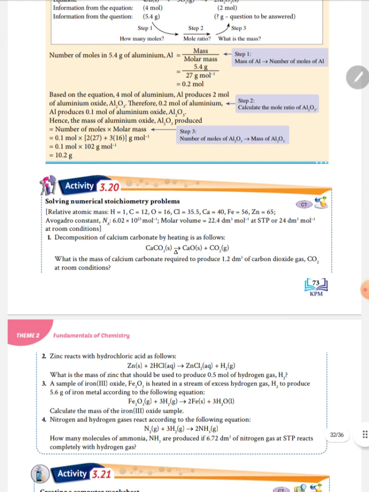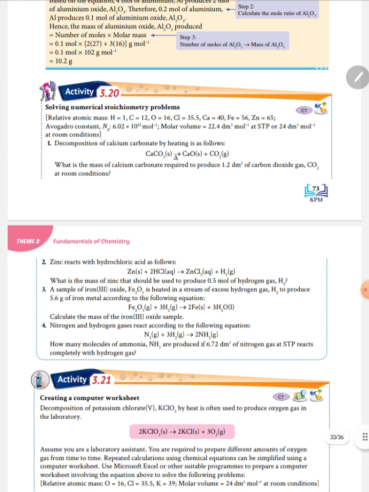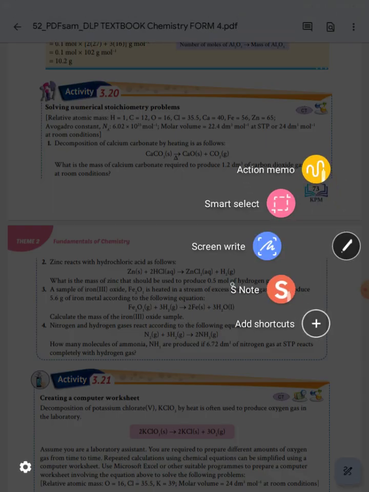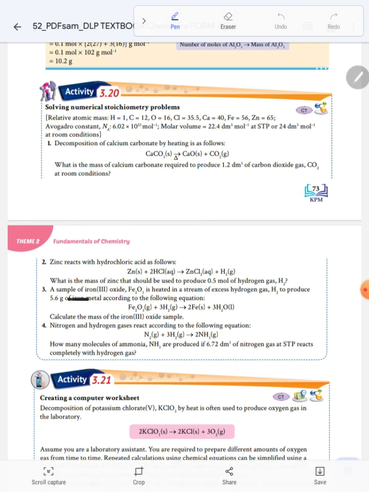Okay, another example of numerical problem. Question number 3. Now the question is: a sample of iron 3 oxide, the formula is Fe2O3, is heated in a stream of excess hydrogen gas to produce 5.6 g iron metal according to the following equation.